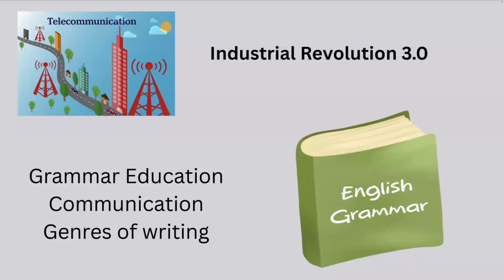Then we have the Industrial Revolution 3.0. Why? Because the internet came, telecommunications, which means communication was the most important thing. So grammar education became very important. There were several genres of writing, persuasive writing. See, all this developed at this time. And it was at this time that there was a burst of books, actually. So many books.